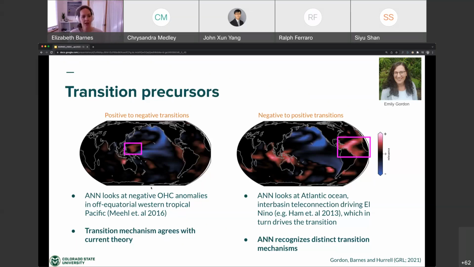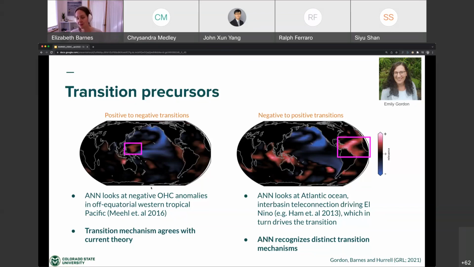However, on the right-hand side, those regions did not pop out as important as the North Atlantic, which surprised us. It turns out, we think, what's going on is this specific type of transition of low frequency variability is linked to the Atlantic because this region can drive teleconnections that drive El Niño, which in turn can drive transitions. So that is, we think the neural network is recognizing distinct transition mechanisms that we can then go back, form hypotheses like we normally would, and test in other ways as well.